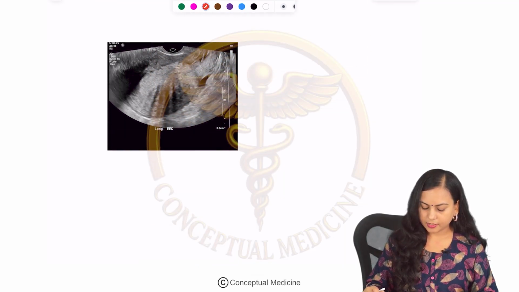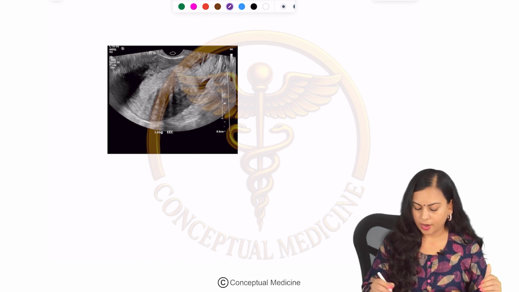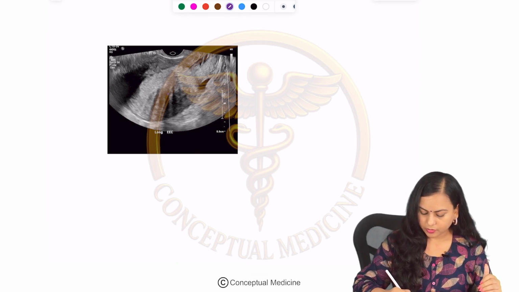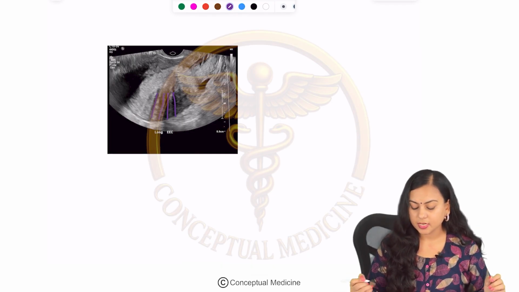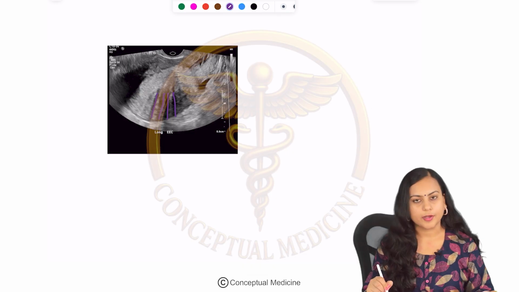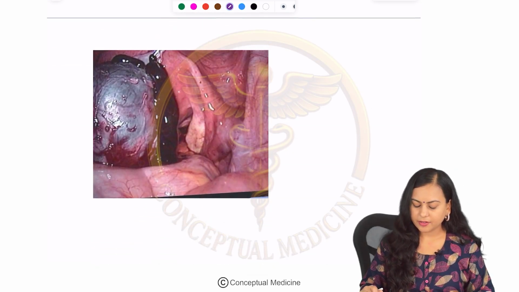And this is another picture where you are able to see regions of acoustic shadowing which are much parallel to each other, right? So this is a Venetian blind appearance of adenomyosis. Are you clear? Right. Now comes your favorite image.